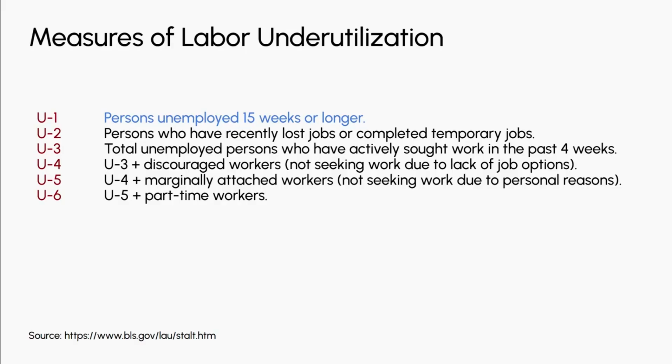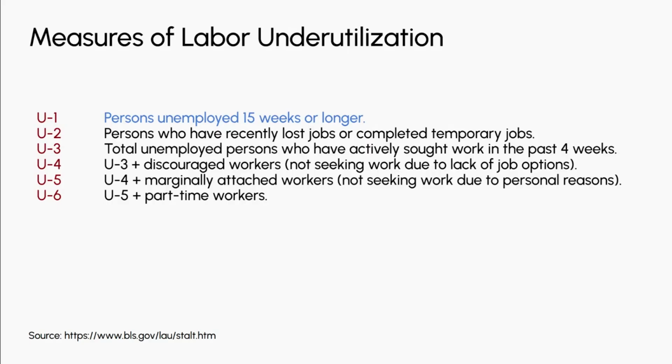The data for this number comes from the BLS's Current Population Survey, or CPS. This is also known as the Household Survey. This data is used to make a set of what's called measures of labor underutilization. There are 6 of these, numbered U1 through U6.